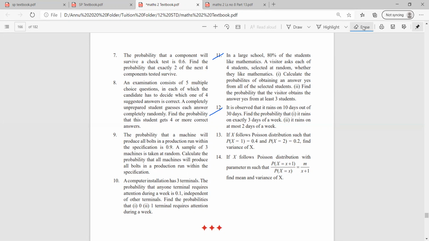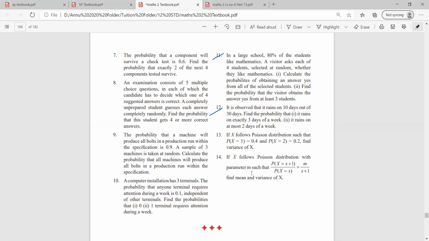So without wasting much time, let's pay attention to the question. In a large school, 80% of the students like mathematics. A visitor asks each of the 4 students selected at random whether they like mathematics. Calculate the probabilities of obtaining an answer yes from all of the selected students. Find the probability that the visitor obtains the answer yes from at least 3 students.